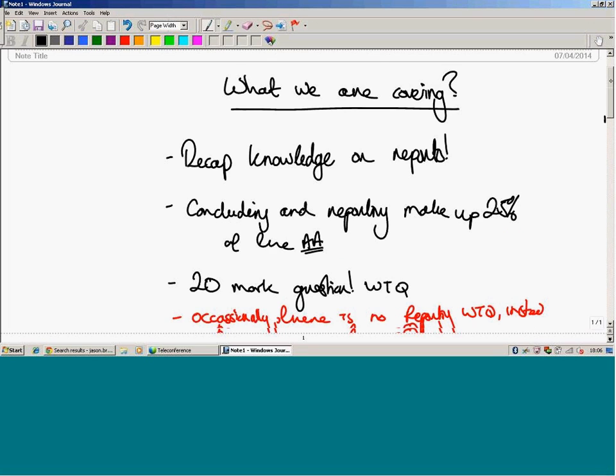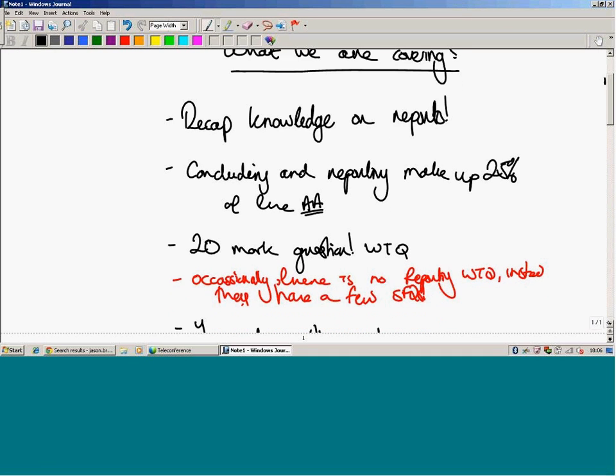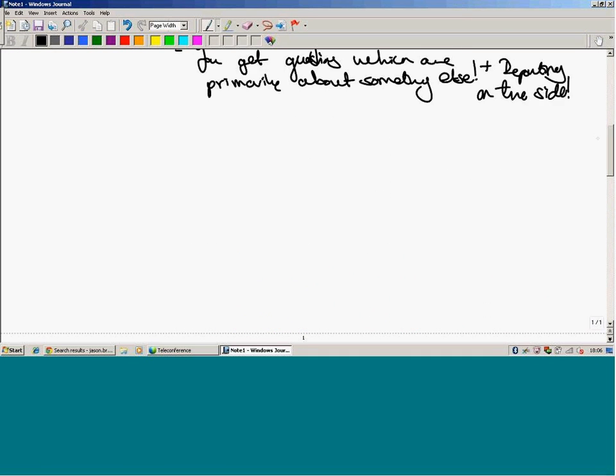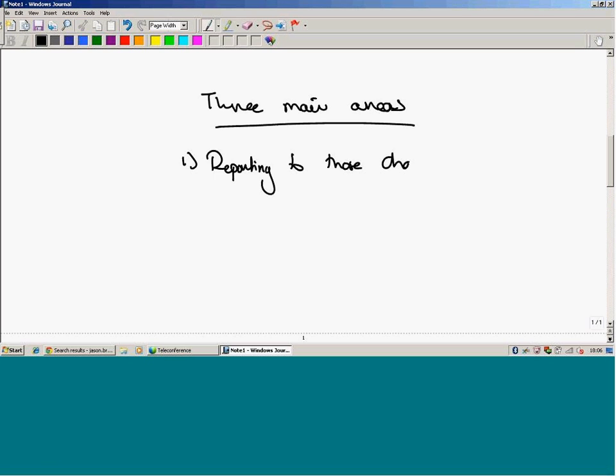So what we're going to think about now then is reporting in general. So as I said, there are areas that we need to think about. The first area is reporting to those charged with governance, and that's what we'll look at first tonight. We'll then look at audit reports.